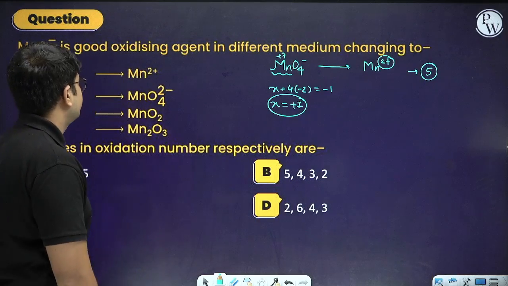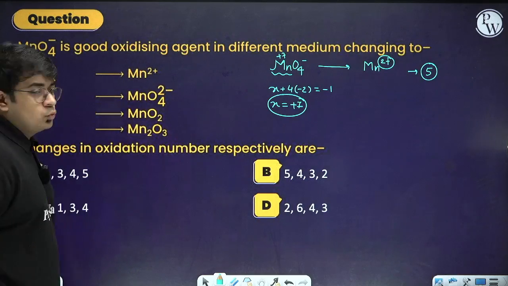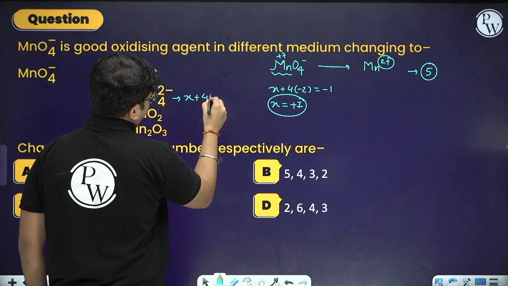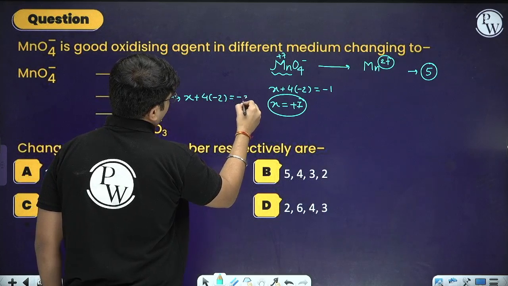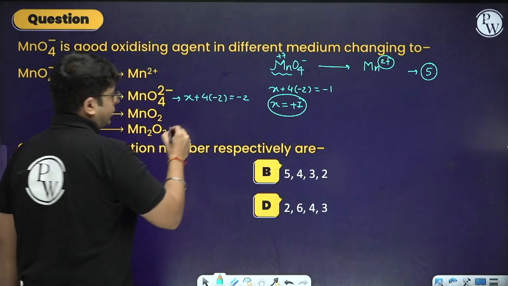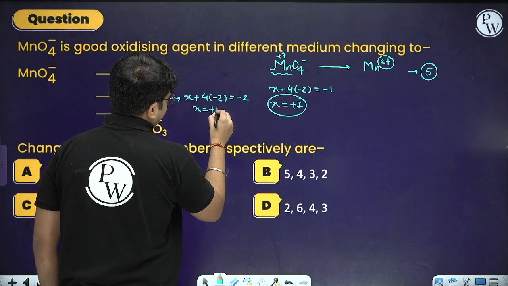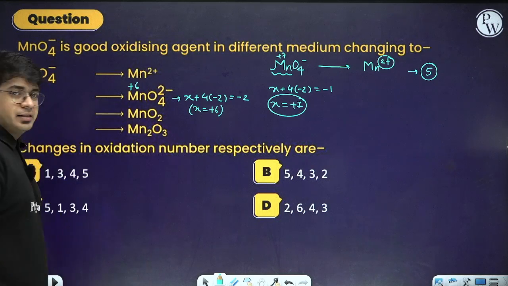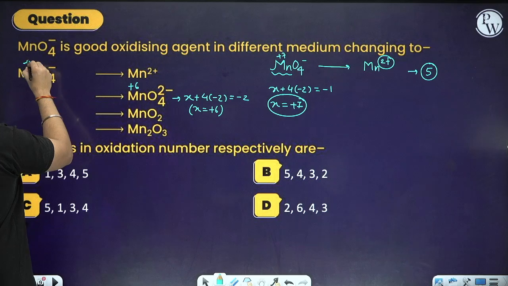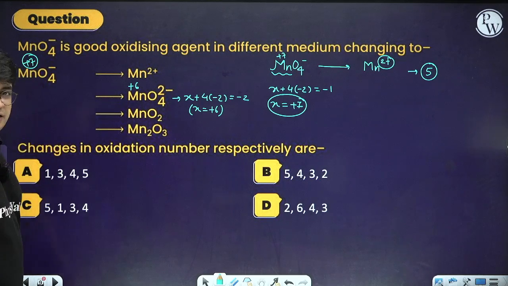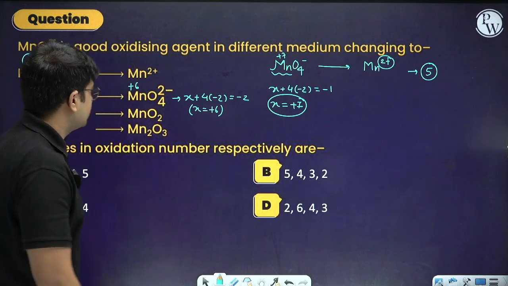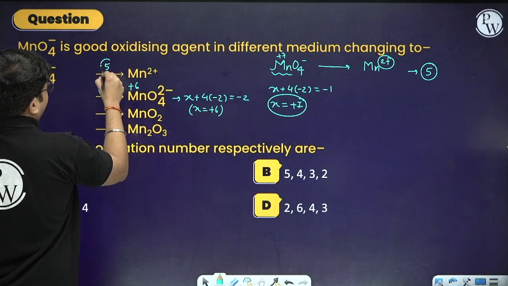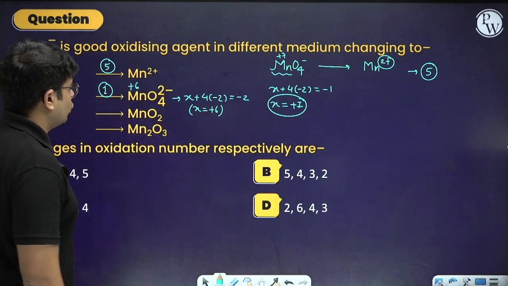First part. Now MnO4 2 negative, can we calculate? So X plus 4 into -2, that will be equal to -2. So from that particular part I can say X will be +6. If that is the case, so Mn is present in +6. Here it was present in +7. If that is the case, from +7 to +6, change is of only 1. So in that case, change is of 5. In this case, 1.